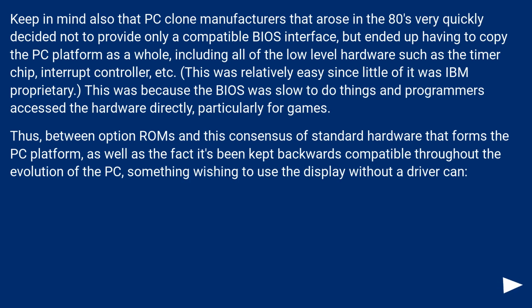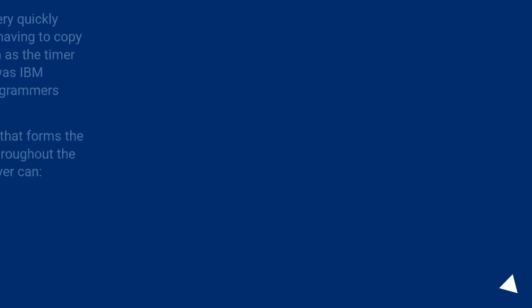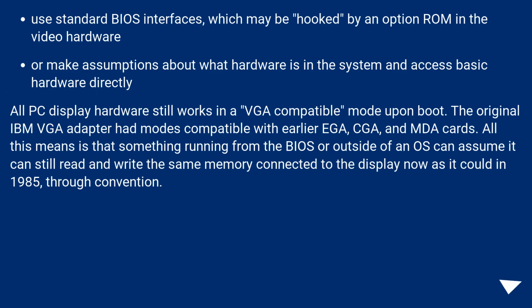Thus, between option ROMs and this consensus of standard hardware that forms the PC platform, as well as the fact it's been kept backwards compatible throughout the evolution of the PC, something wishing to use the display without a driver can. Use standard BIOS interfaces, which may be hooked by an option ROM in the video hardware. Or make assumptions about what hardware is in the system and access basic hardware directly.